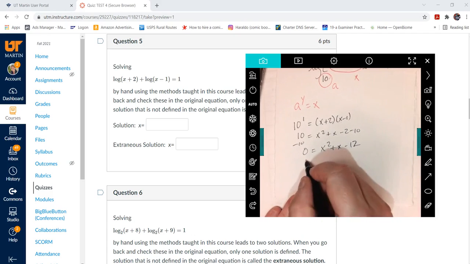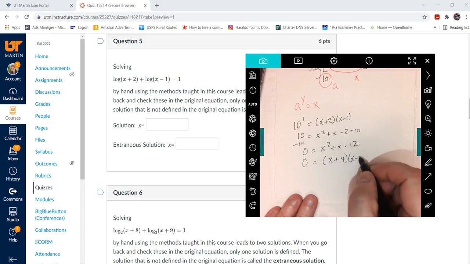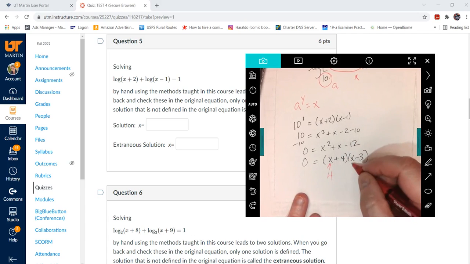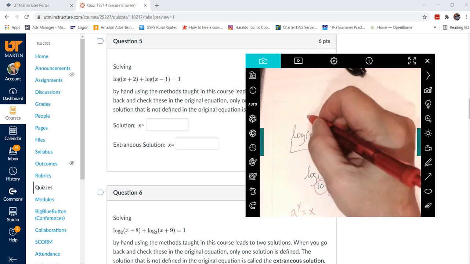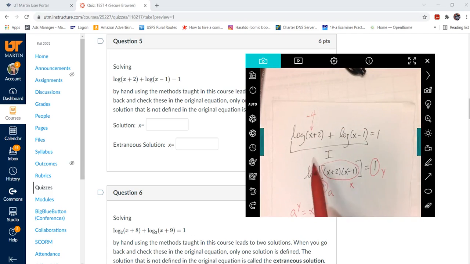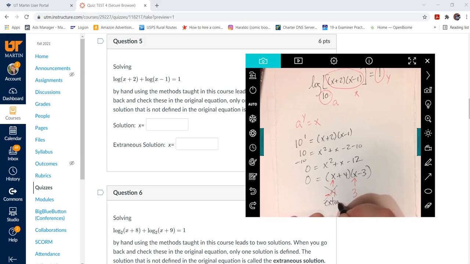Okay, and then I can see that will factor. And I can see my solutions here are -4 and 3. Okay, now I have to go back and check in the original equation if they're allowed. If x is equal to -4, then this becomes -2, and that's not allowed. So -4 is an extraneous solution.